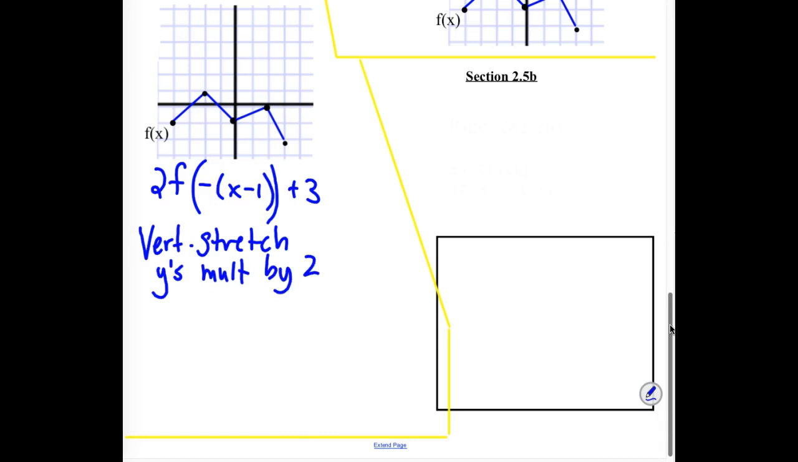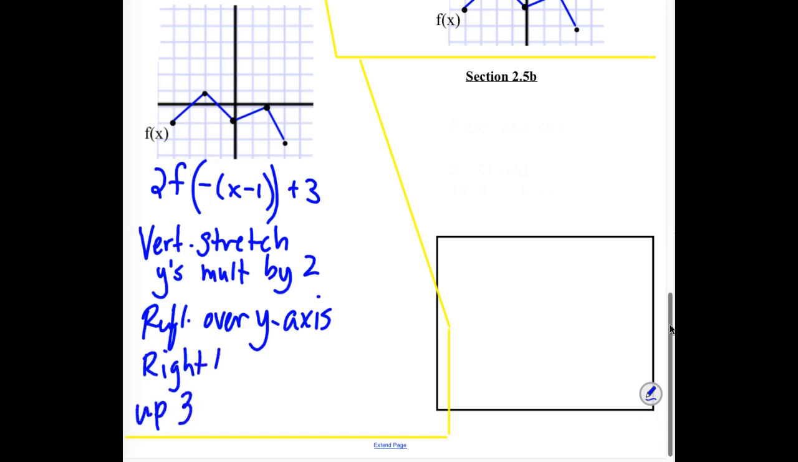Remember, outside stuff does what it says it should do, right? There's a 2 in front, we're going to multiply by 2. Inside, there's a negative sign. What is that going to do? Okay. Reflect over our y-axis. What is that 1 going to do? Right 1, good. And the last step would be up 3. All right, so we have a lot of moves to do.